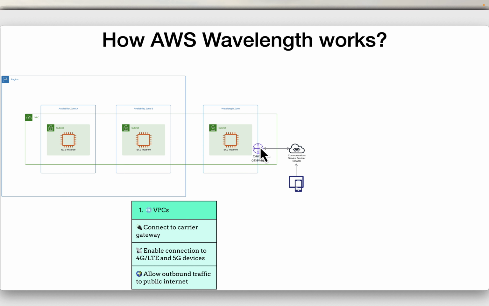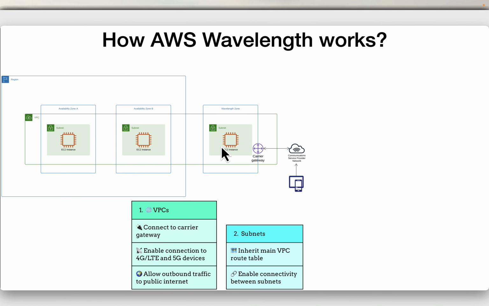Over here, this whole VPC is extending into a Wavelength zone, and it is next to a telecom provider's data center. Then you have subnets, any subnet that you create in a Wavelength zone. We are talking about this subnet over here at the Wavelength zone, which inherits the main VPC route table, which includes the local route. The local route enables connectivity between the subnets in the VPC, including the subnets that are in the Wavelength zone. Because it's inheriting the route table at VPC level, all these instances can communicate with each other freely.